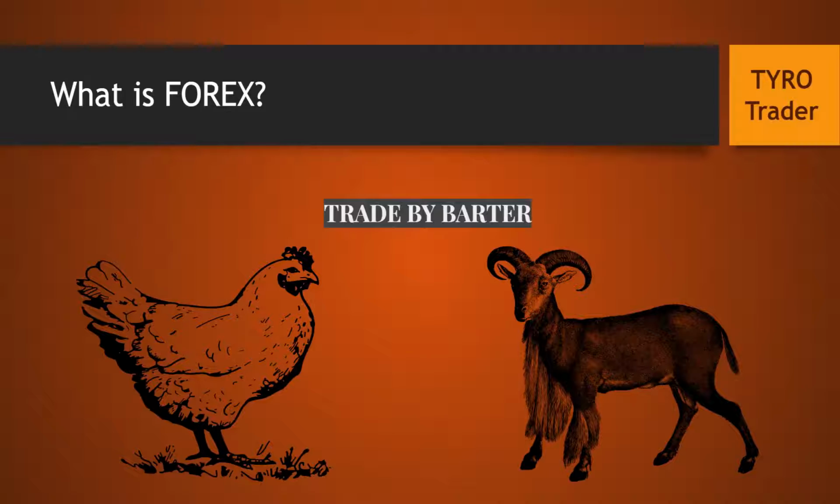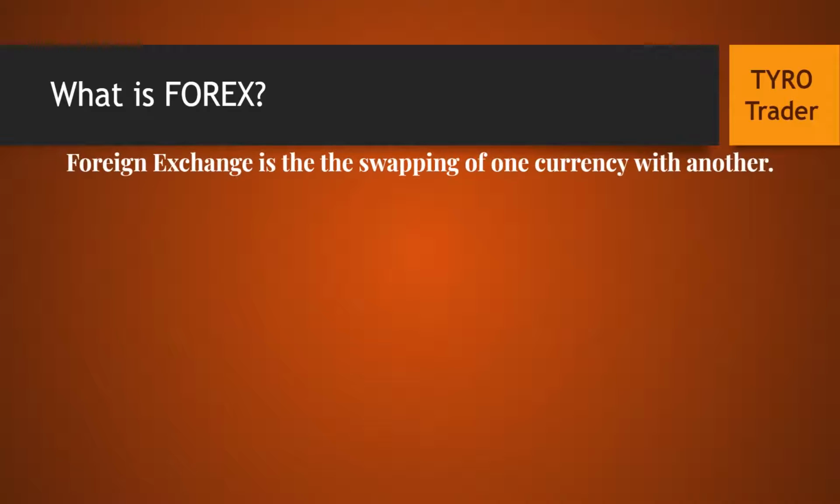So the trade by barter system is actually a mirror of the foreign exchange market. It is the exact same thing. Person A wants the British pounds while person B wants, let's say, the Canadian dollar. They both find a common value for what they have and how much they're willing to take for it. And this actually brings us to the basics of what Forex is. Foreign exchange is the swapping of one currency with another.